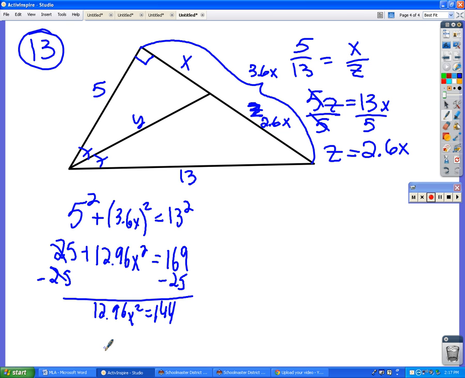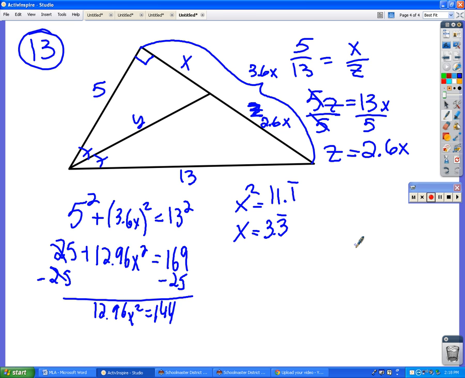Not yet. I first have to divide by 12.96. I could have taken the square root. Oh well. So I divide by 12.96, so x squared equals 11.1 repeating. And then how do I figure out what x is? Square root it. And so x equals 3.3 repeating. Okay? So that's a little tricky, very tricky in fact.